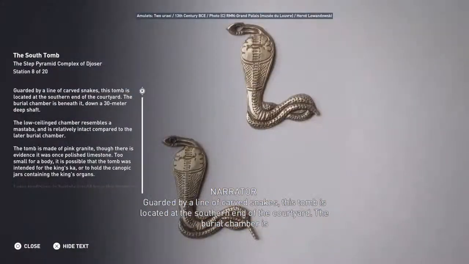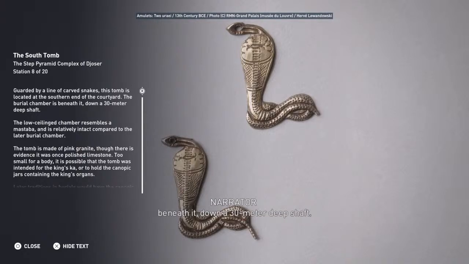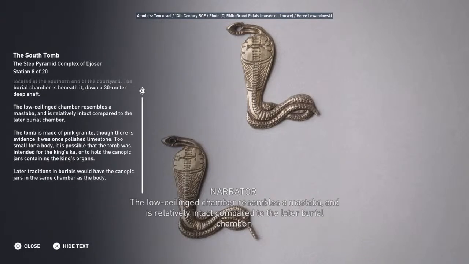Guarded by a line of carved snakes, this tomb is located at the southern end of the courtyard. The burial chamber is beneath it, down a 30-meter deep shaft. The low-ceilinged chamber resembles a mastaba and is relatively intact compared to the later burial chamber. The tomb is made of pink granite, though there is evidence it was once polished limestone.